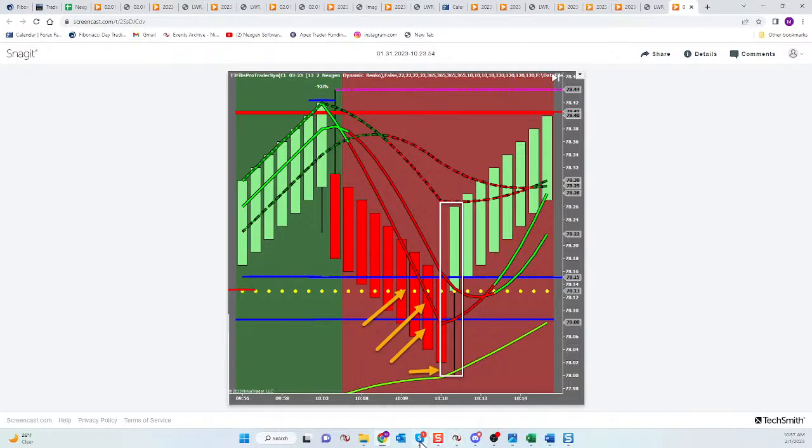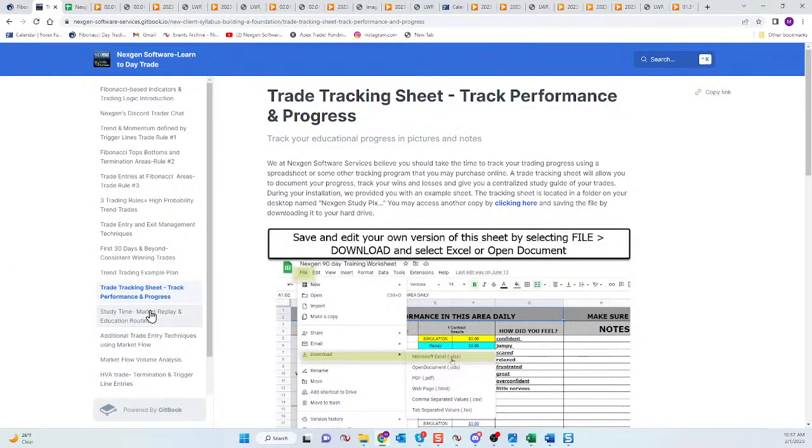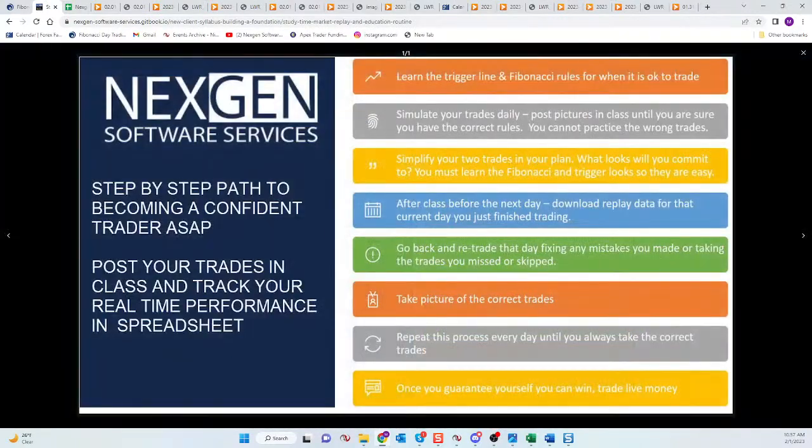So guys, using the spreadsheet, right? Using that trade tracking sheet, using market replay, using the room for feedback, that's what's going to get you to where you want to be. So now it's your turn to make that commitment. It's time for you to write your plan. It's time for you to commit to your rules.